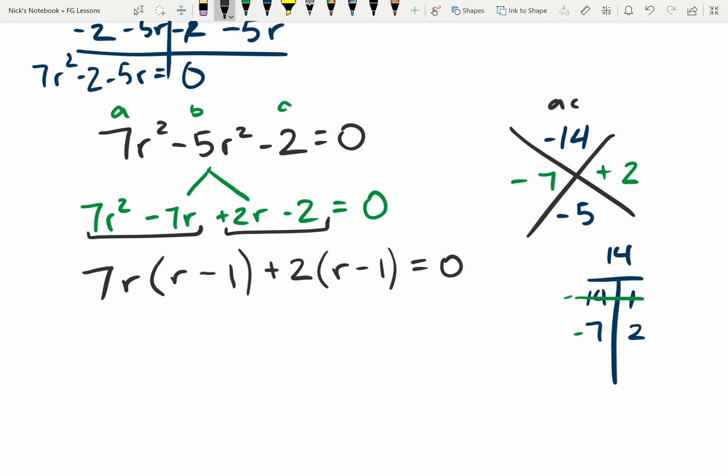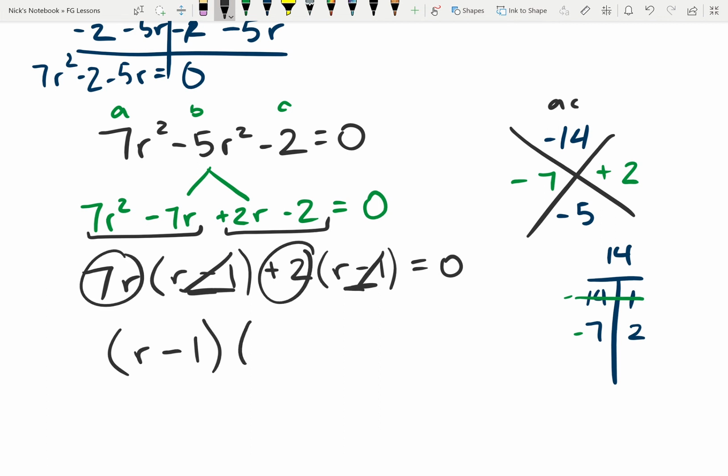Now we see something pretty interesting. That's an r minus 1. That's an r minus 1. What you can think about is that's another factor, right? We're just factoring again. So we can take out r minus 1. When we factor out r minus 1, that's no longer there anymore. What are we left with? 7r and plus 2. So we have 7r plus 2. Okay, equals 0.